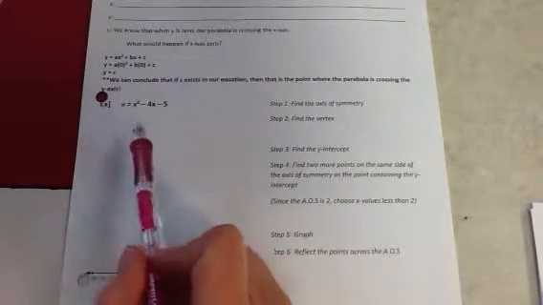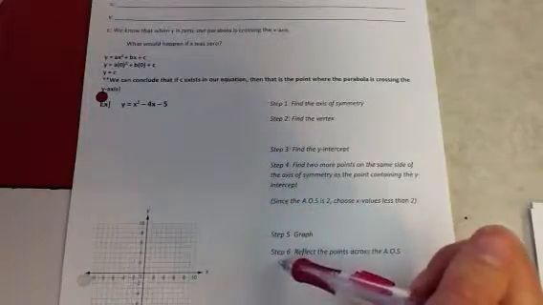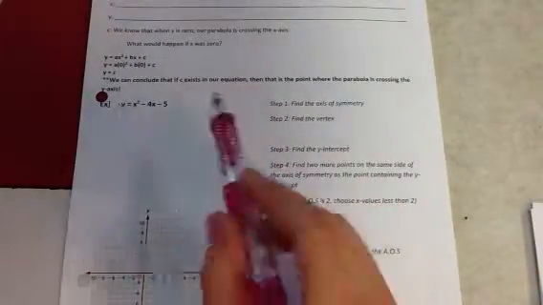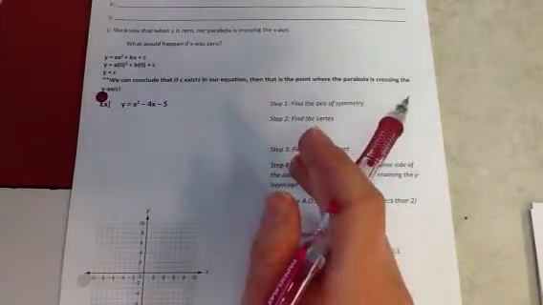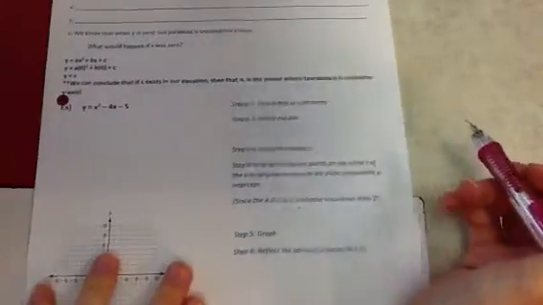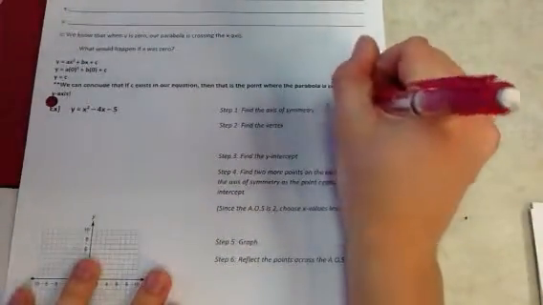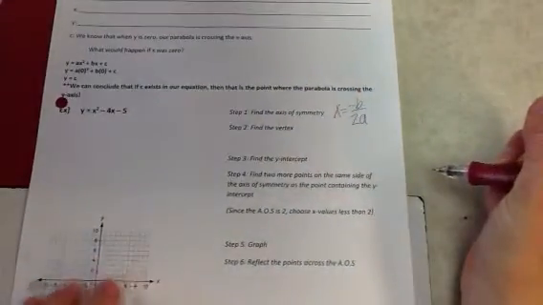to graph this quadratic function, we're going to have to follow these steps. So there are 6 steps here. And the first thing we want to do is find the axis of symmetry. Where is the line of symmetry that this parabola is centering around? So in order to do that, remember we have our formula, x equals negative b over 2a. You should know that very well by now.